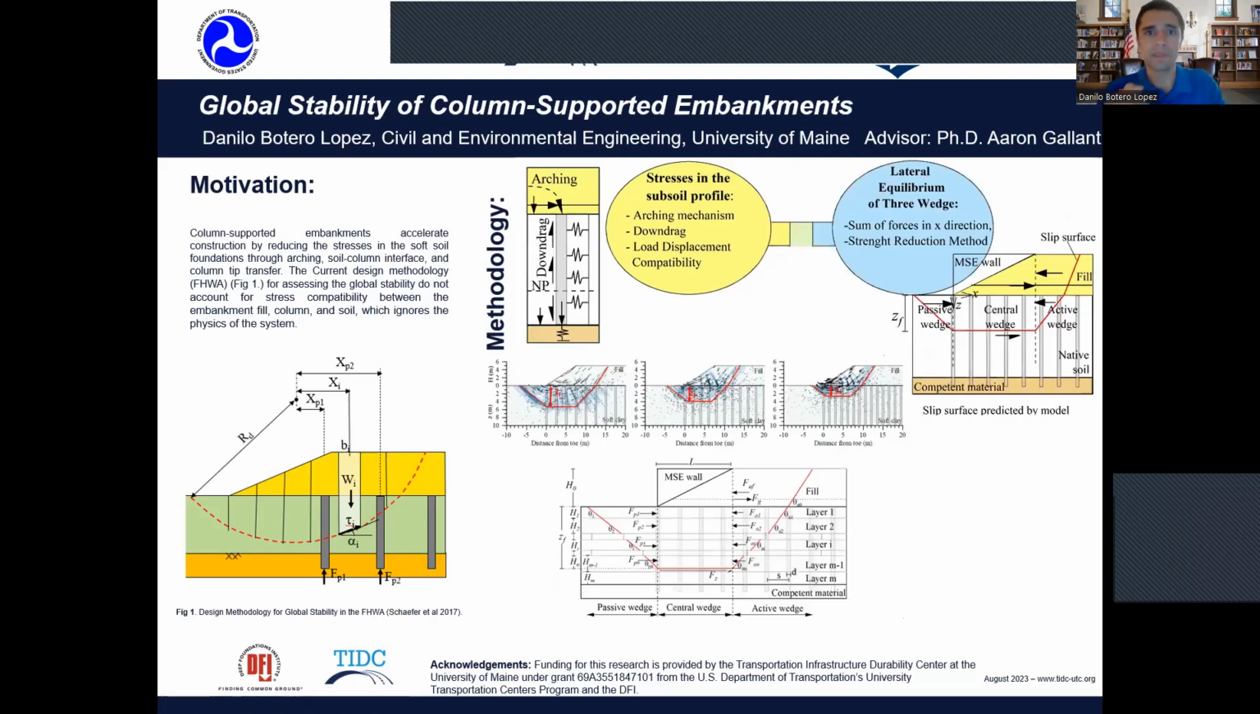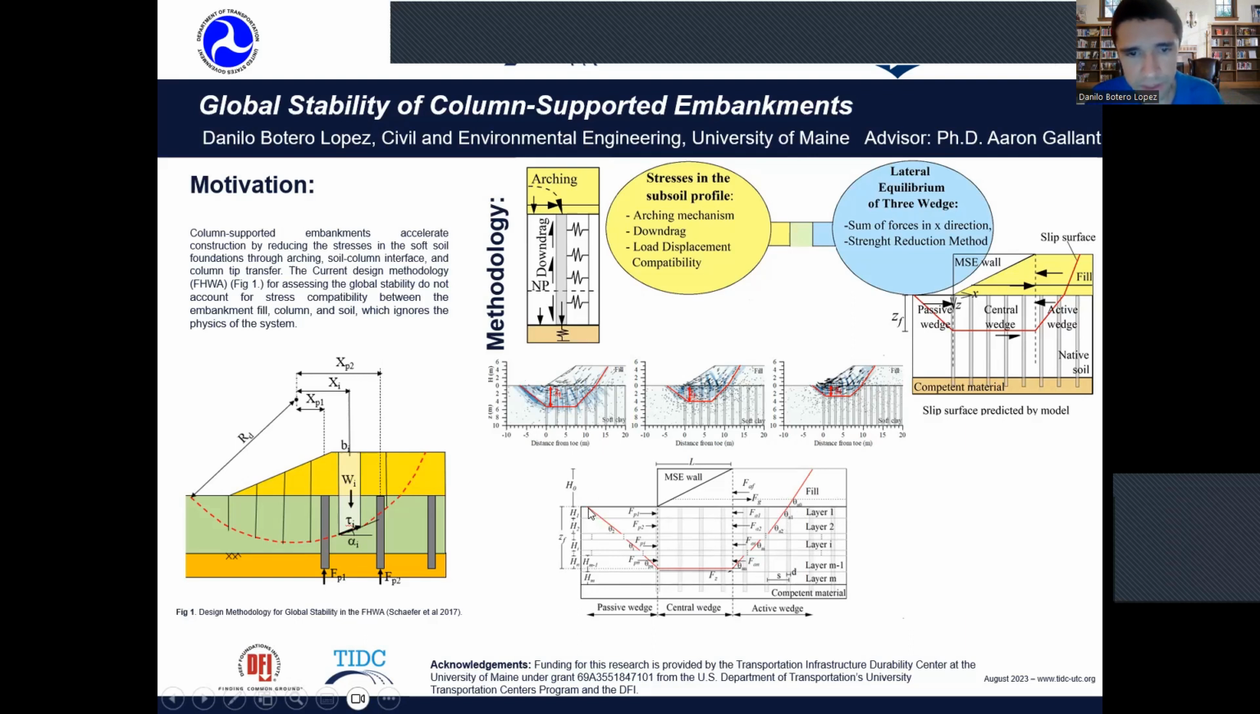And second, we perform a parametric study, like 135 cases. And we can see here, for example, these are three simulations for different column spacing. As the column spacing goes smaller, we can see that the failure surface decreases, the depth of the failure surface. So this helps us also to simplify the slip surface to use in our analytical method.